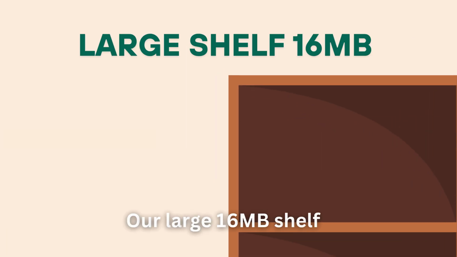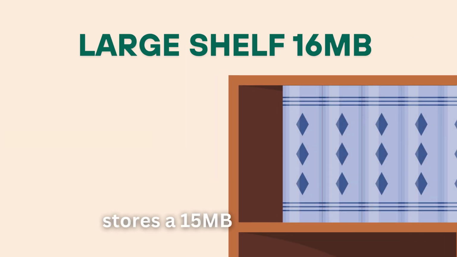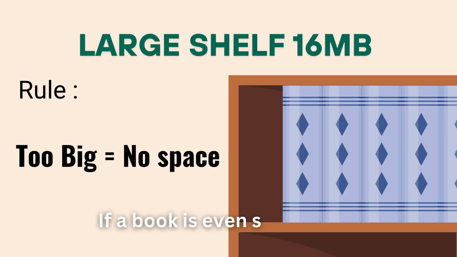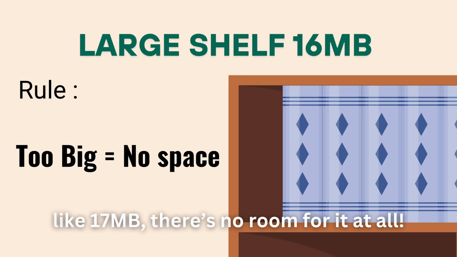Our large 16 MB shelf stores a 15 MB encyclopedia. Another 1 MB sits empty and unused. Rule: if a book is even slightly too big, like 17 MB, there's no room for it at all.